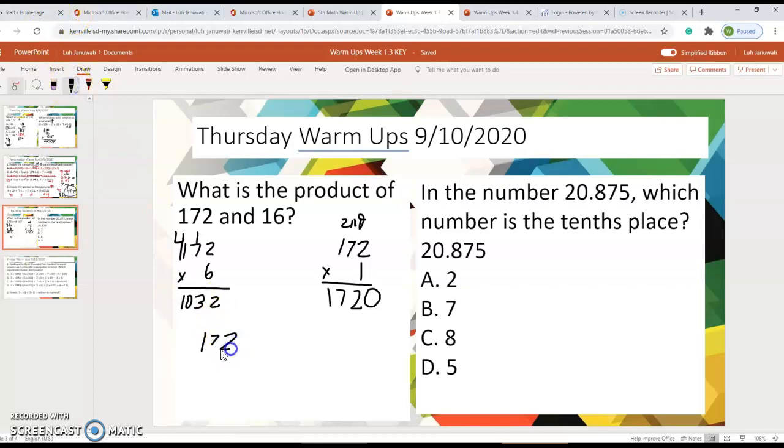172 times 16. First I need to do the 6, right? So I say, what was it? Then this number now is 0, 2, 7, 1, and then add them. And I get 2,752.